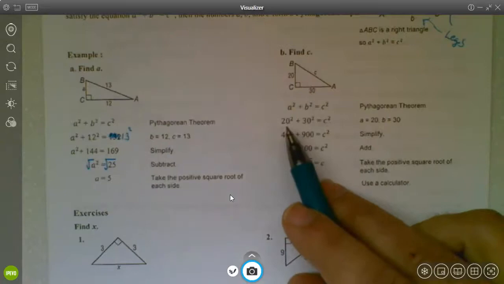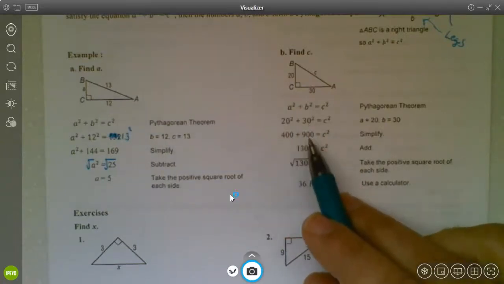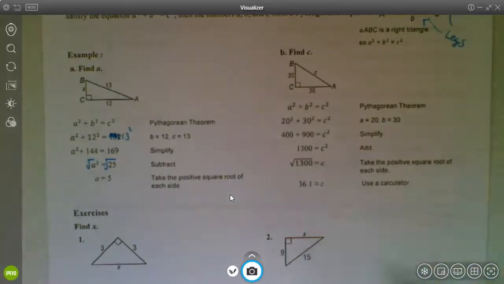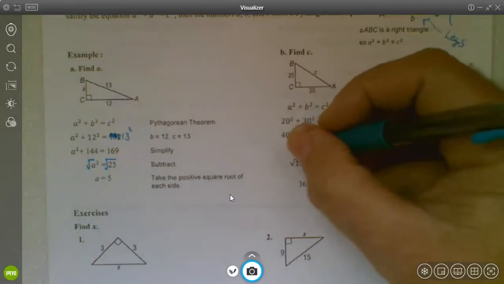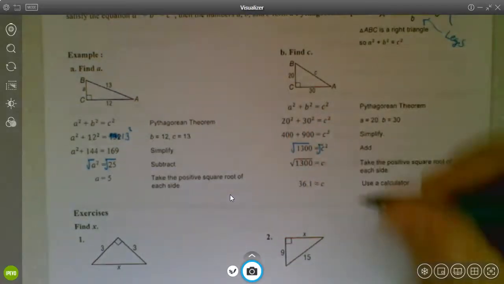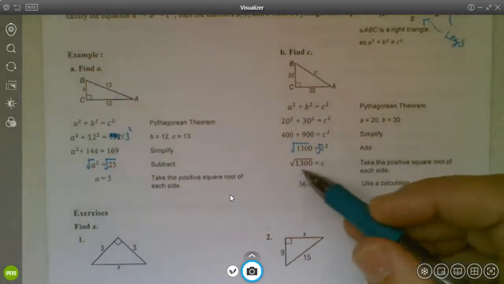So we're looking at 20 squared, which is 400. I'm looking at 30 squared, which is 900. And if I add those together, I get this stage right here. And remember what we just previously did, this is where you square root the equation so that you can get C by itself. Right, and so that's where we get this statement.